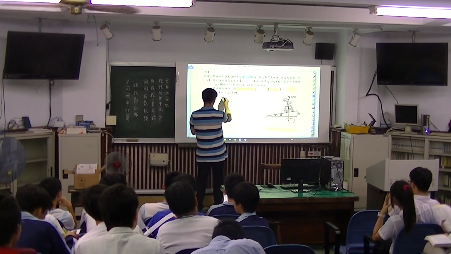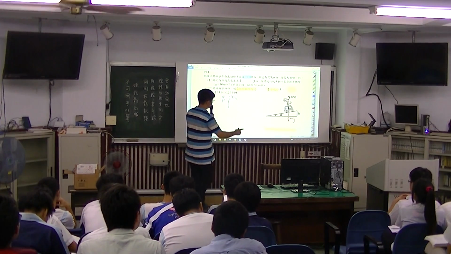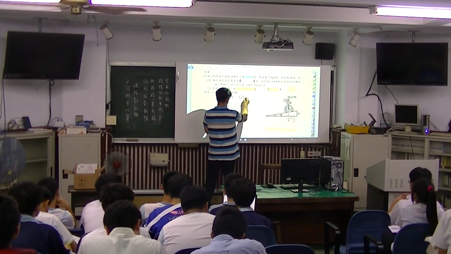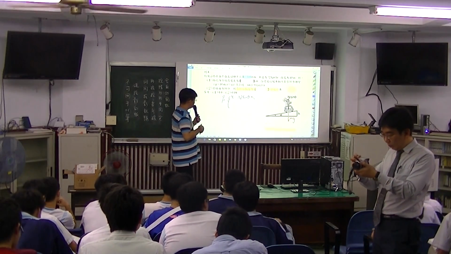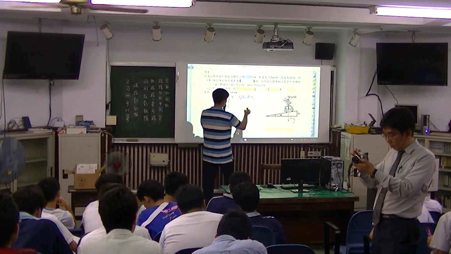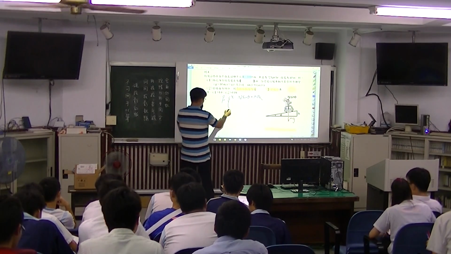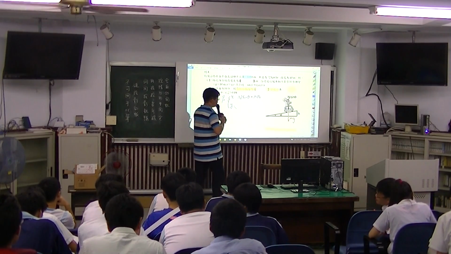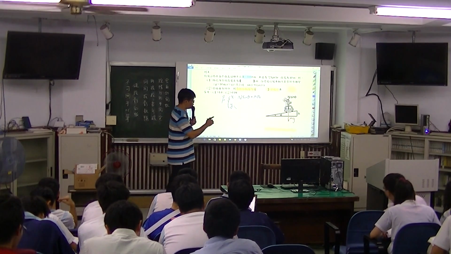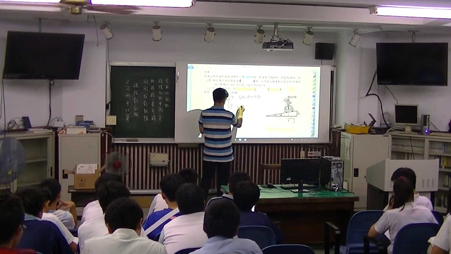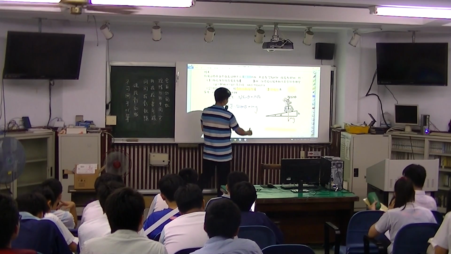The force acting on the car on the x-axis is N sine theta, and that will provide the centripetal force. The other one is the y-axis. We can see that the vertical component of the normal force equals the gravitational force. So N cosine theta equals the gravitational force.